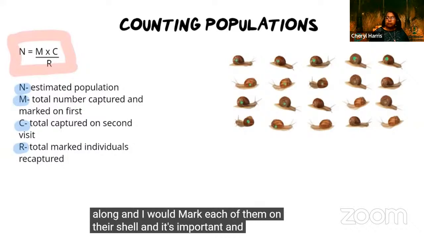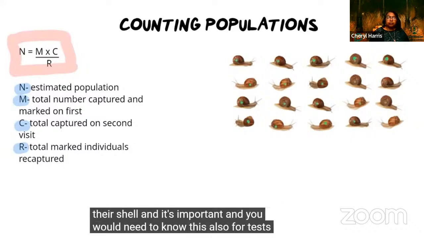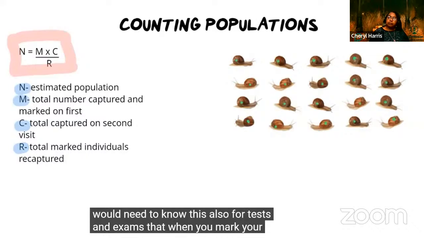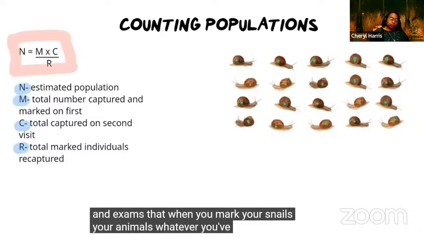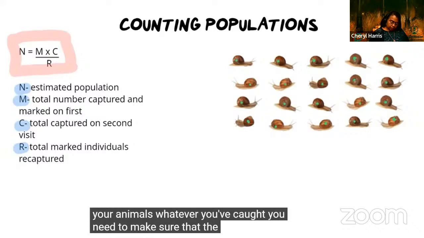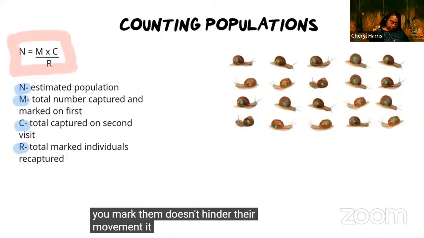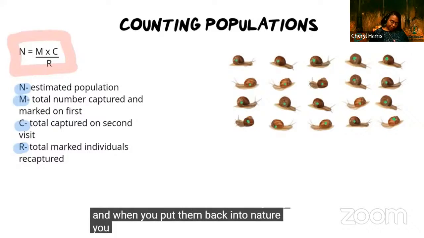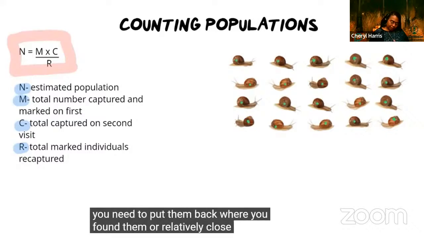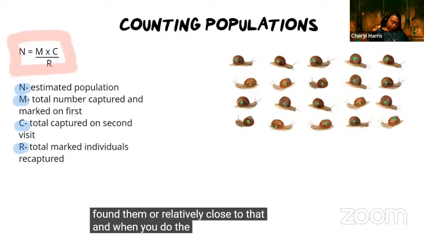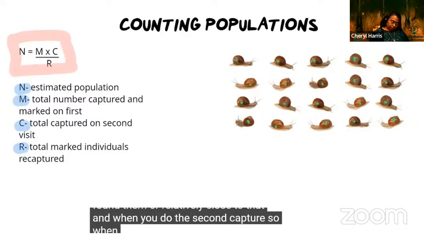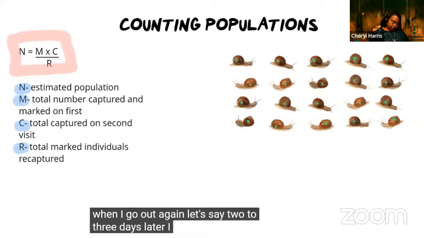And it's important, and you would need to know this also for tests and exams, that when you mark your snails, your animals, whatever you've caught, you need to make sure that the way in which you mark them doesn't hinder their movement, it doesn't hurt them in any way. And when you put them back into nature, you need to put them back where you found them or relatively close to that. And when you do the second capture, so when I go out again, let's say 2 to 3 days later, I need to do it in a very short period of time. I can't come back months and years later to do the second capture.